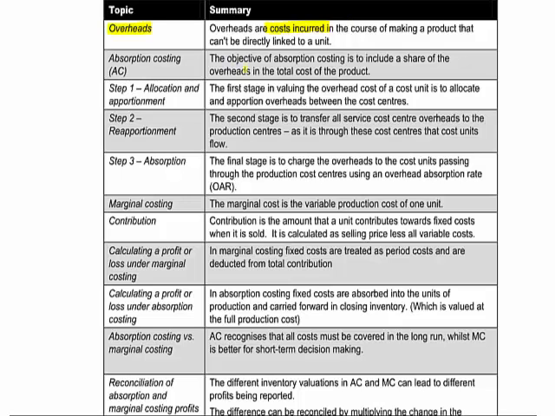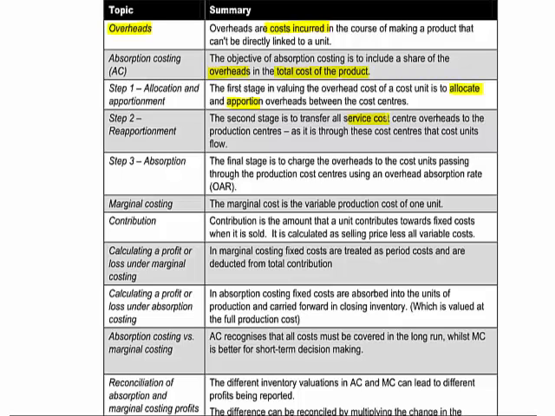First of all, we looked at absorption costing, and with absorption costing, we want to work out the total cost of the product, including an element of overheads. So we go through our three-step approach. So we allocate overheads which are directly attributable to one cost centre, and we apportion the other overheads between the cost centres. Step 2 then is to reapportion the service centres and transfer all of the service centre overheads into the production centres.